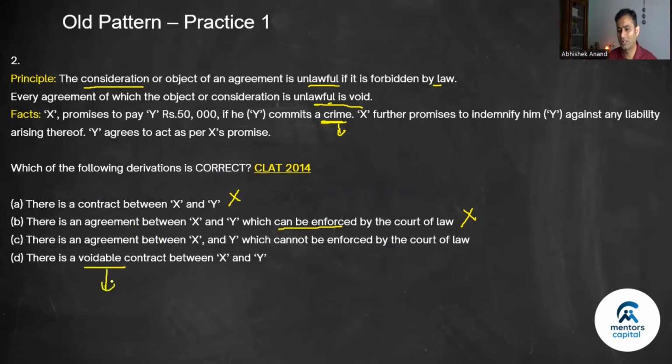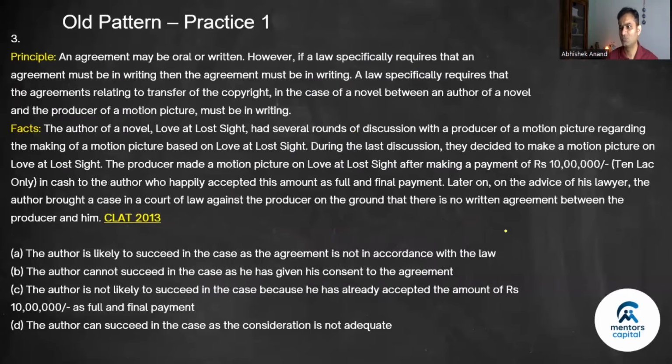Voidable contract, we know nothing about voidable from the principle. Look at C. There is an agreement between X and Y which cannot be enforced by the court of law. This is what the principle has said. So second also, the answer is C. Next question.